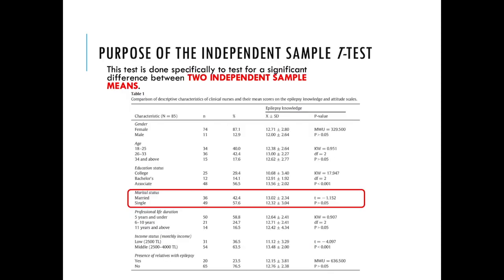So the purpose of independent sample t-test is that this test is done specifically to test for a significant difference between two independent sample means. This table is an example of how you're going to table up the independent sample t-test. In this example, you can see that the researcher compared the epilepsy knowledge score between married and single individuals.